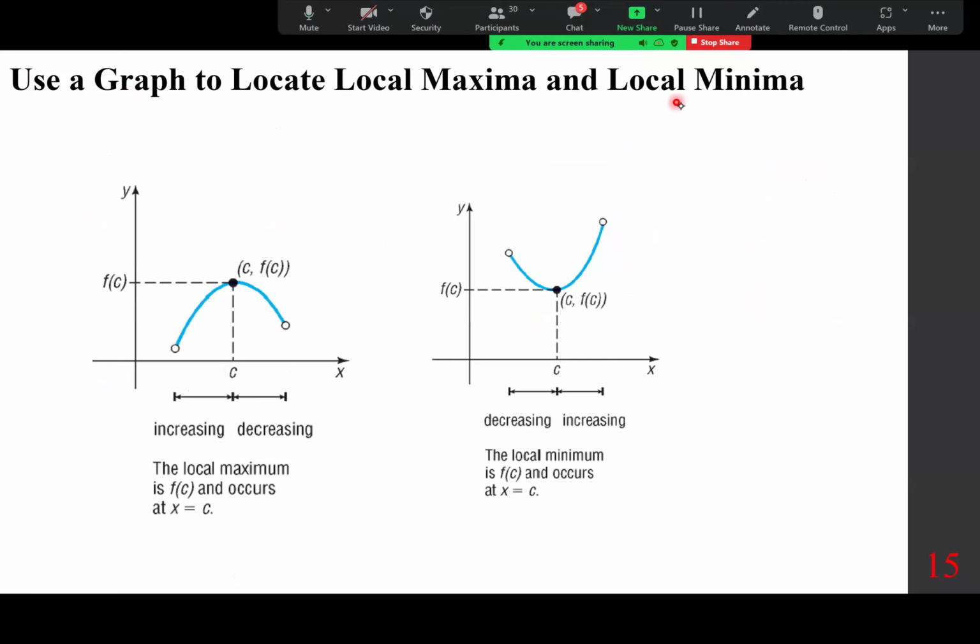Use a graph to locate a local max and local min. The function is increasing and it changes to decreasing. This gives rise to a local max. Then it's decreasing and then becomes increasing. This is a local min.